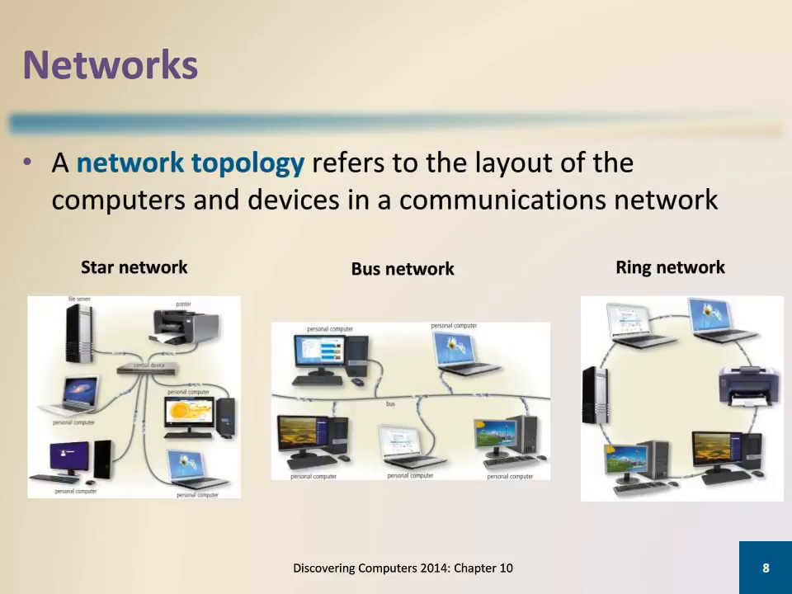A network's topology determines the path data follows as it is routed from one device in a network to another. Three commonly used network topologies include star, bus, and ring.